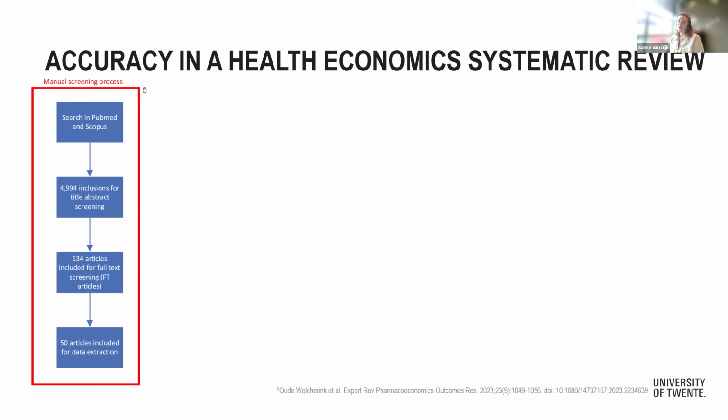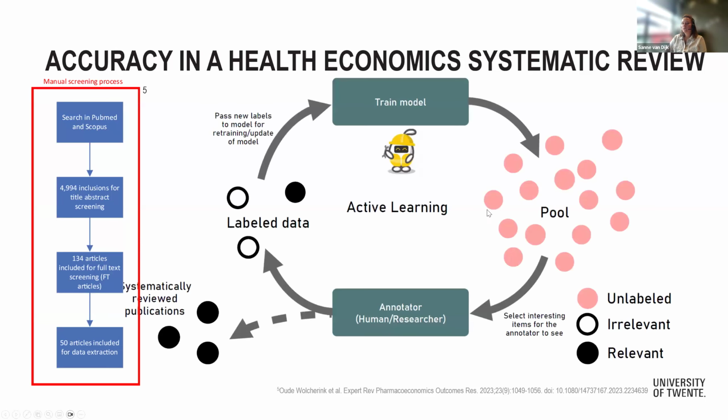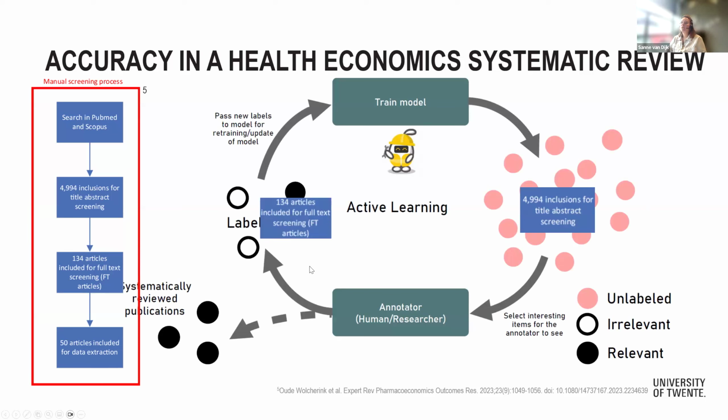So related to the loop that I just explained, these almost 5,000 abstracts relate to this unlabeled pool of items. And then given the decisions, so given the labels during the screening, we eventually end up with 50 articles for data extraction that are included. And this way, this simulation study mimics the loop that would have been taken were this systematic review actually being conducted using ASReview.